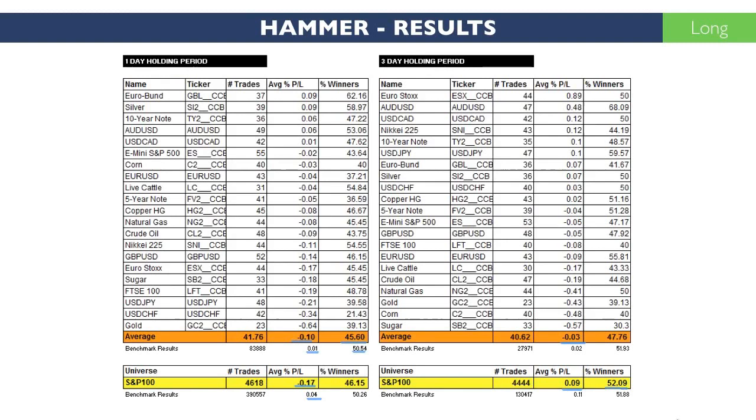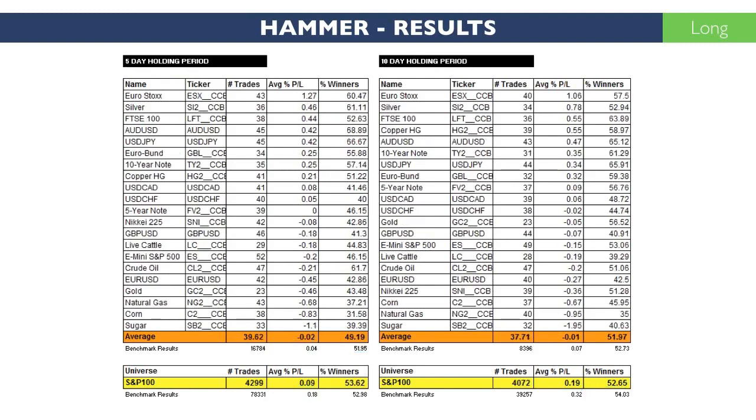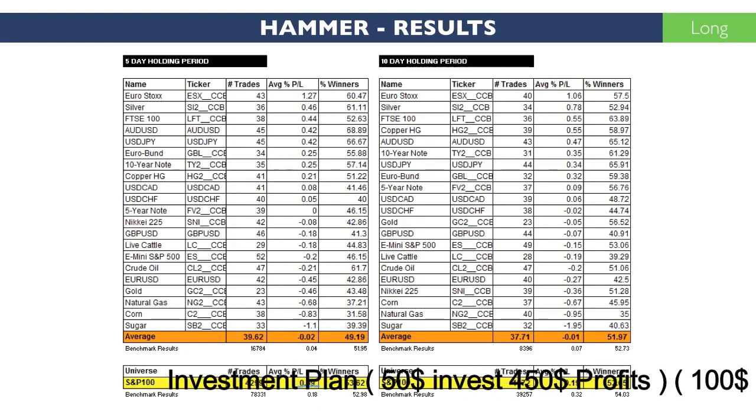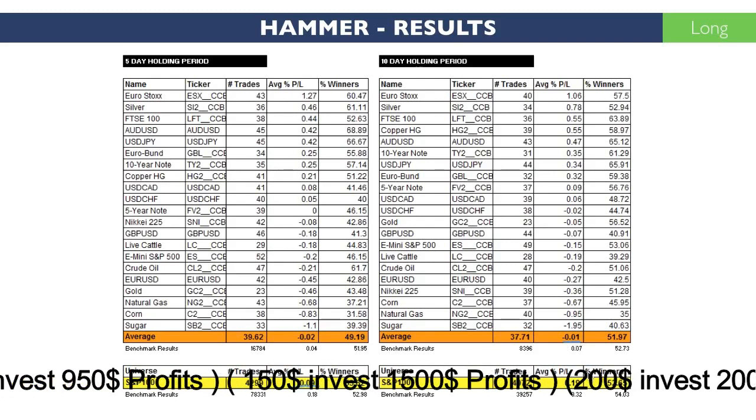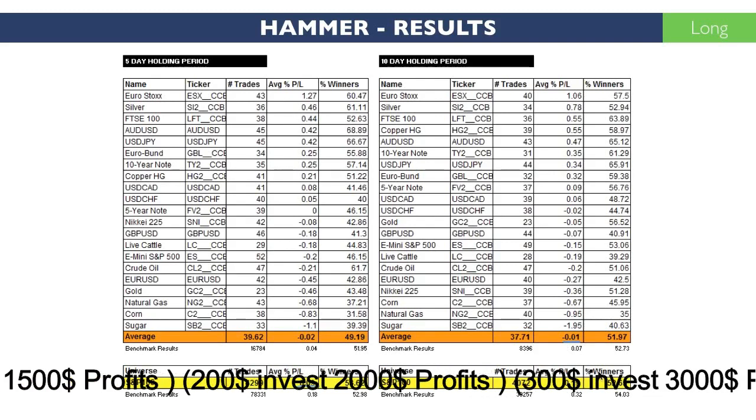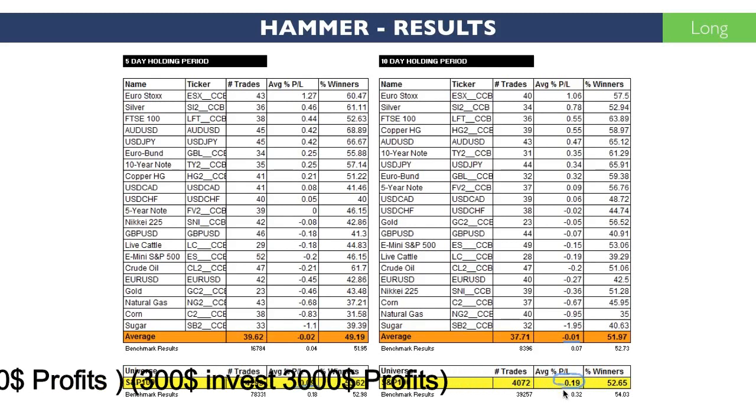Buying the hammer with a 5-day holding period was a very similar story. We saw an average loss in futures and forex and an average profit of 0.09% per trade in stocks. With a 10-day holding period, the results are still not great. We saw an average loss of 0.01% in our 21 markets and an average gain of 0.19% in stocks.